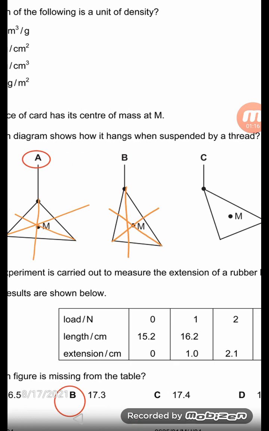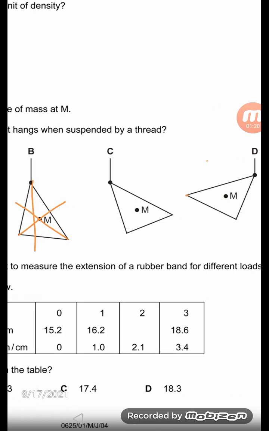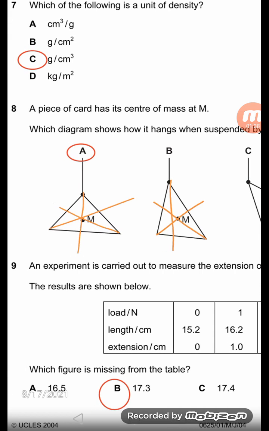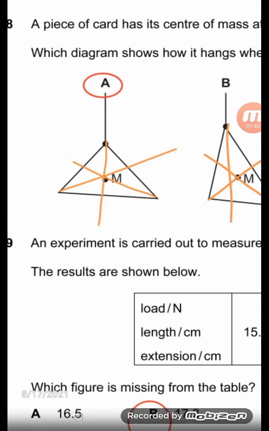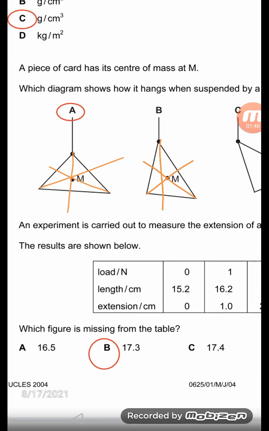A piece of card has its center of mass at M. Which diagram shows how it hangs when suspended by a thread? Actually, how to find the center of mass is you draw lines from all the corners of the shape. If you draw the lines to the center, then you will find one middle point. That will be the center of mass.